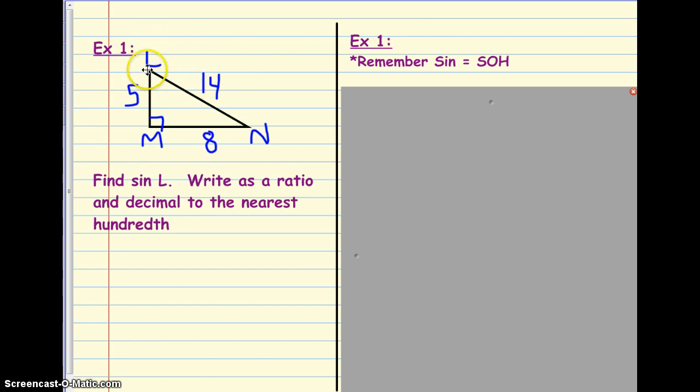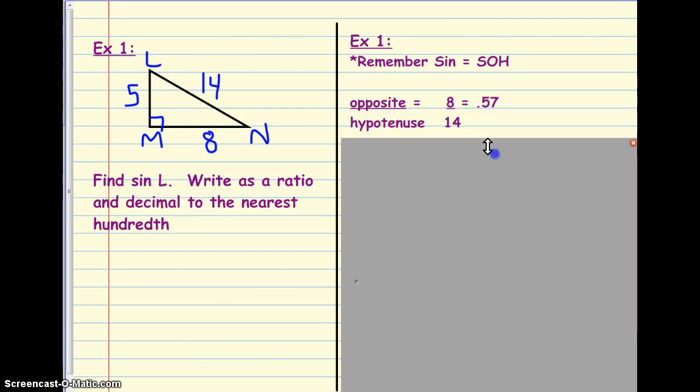So if we want to find the sine of L, we need the opposite divided by the hypotenuse. So we'll see we write that as 8 divided by 14. If you enter that on a calculator or do some long division, you should get 0.57.